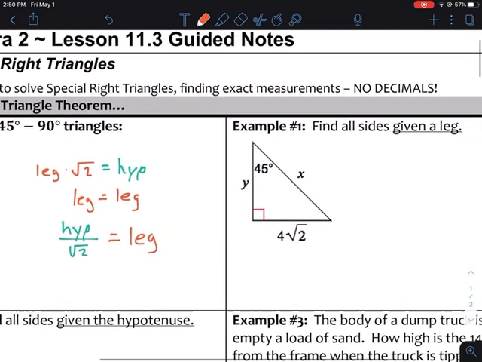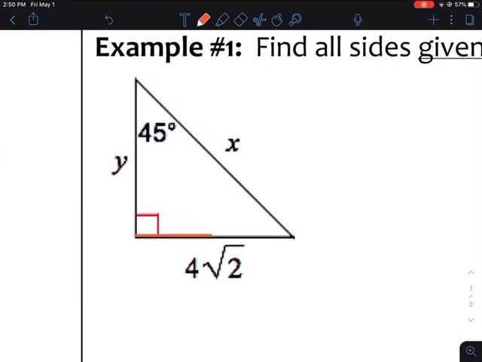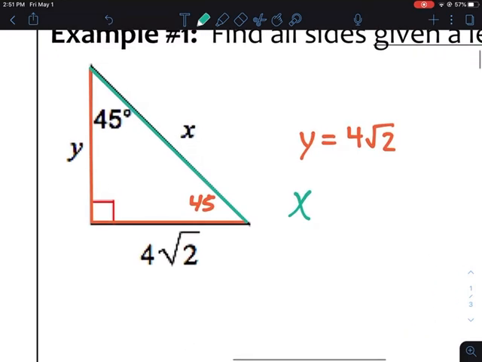Okay, so let's do an example. Here, we know that this leg is 4 square root 2. Since we have one angle that's 45 degrees and the other is 90, we know that the third angle is also 45 degrees. Our legs in a 45, 45, 90 are always going to be congruent, so y is going to equal 4 square root 2. The x here is our hypotenuse. So for our hypotenuse, we're going to take the leg and multiply it times square root 2. So the hypotenuse is x.